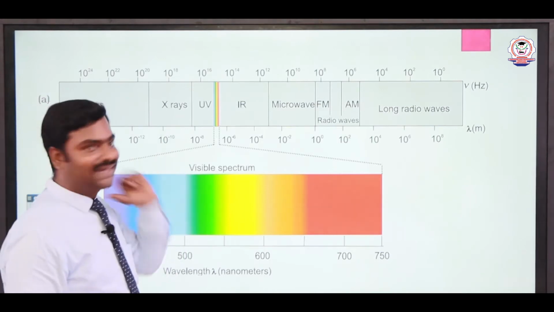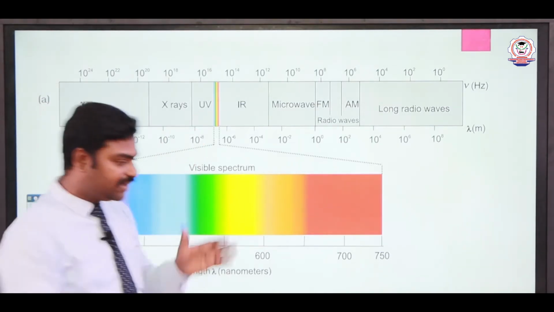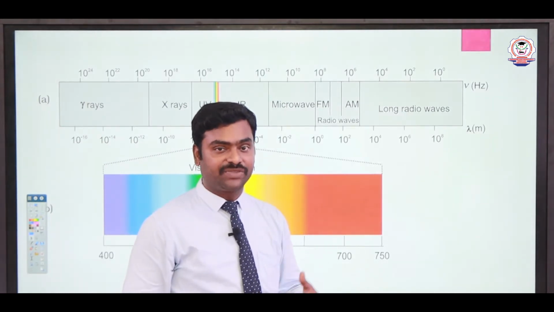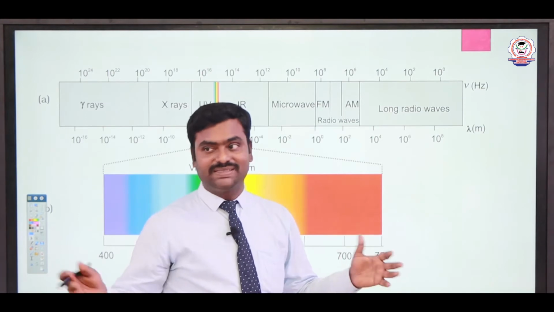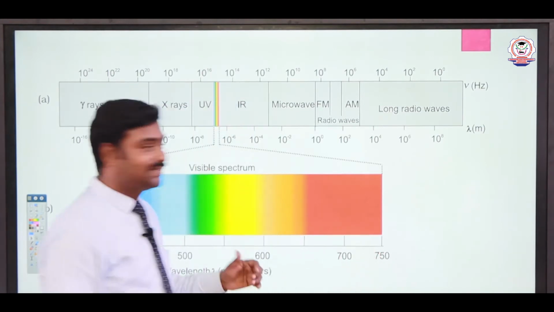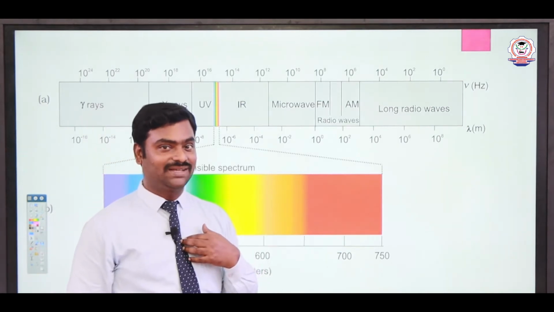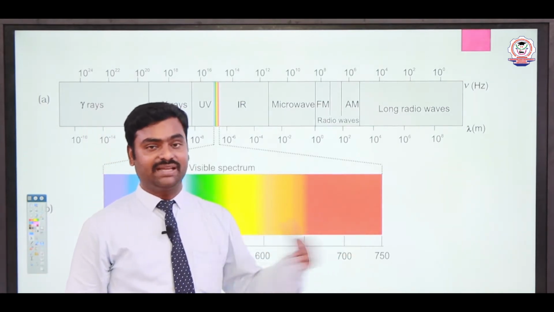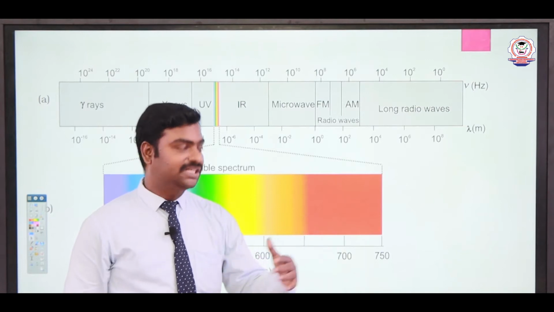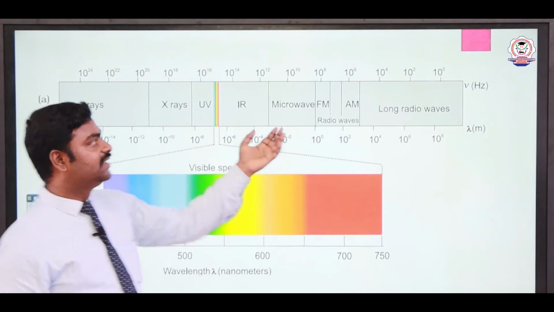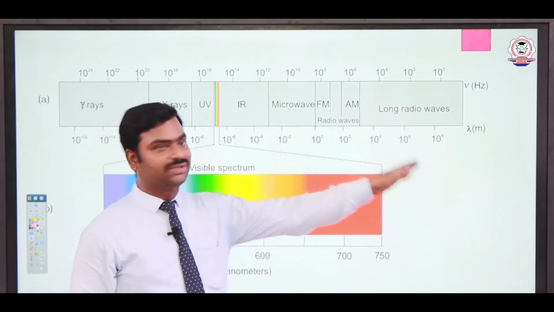Next one X-ray, then UV, and then the very useful region that is called the visible region. Without this visible region, we can't see things on our earth. What is the main source of visible light? Yes, it is our sun. Without the sun, we would not be able to see the objects on our earth. Next, IR, infrared, then microwave, then the radio frequencies.